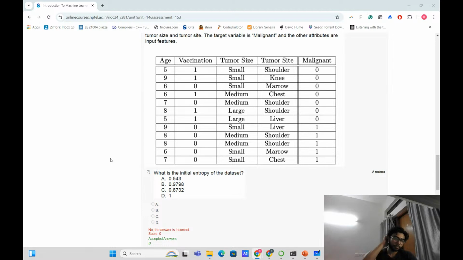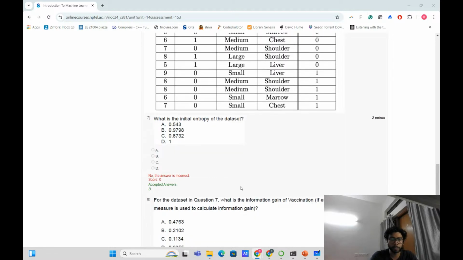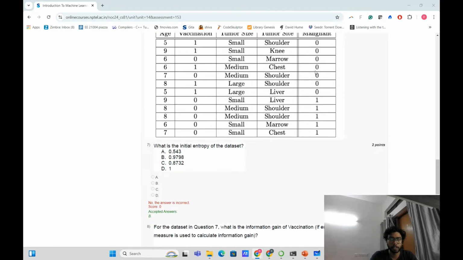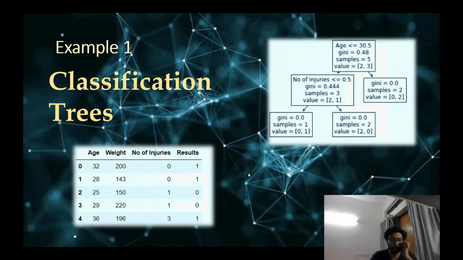Right. So first, let me do the calculation for entropy and information gain since someone asked. I will calculate it for one example and then I will come back to this and I will explain how you can apply those calculations in this case, in this example. Okay. So first, let me look at this example.